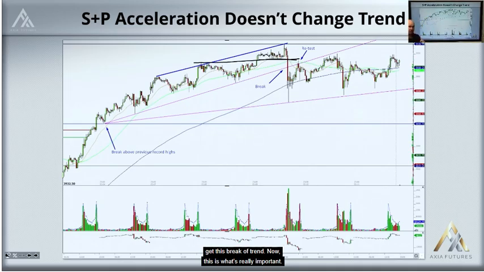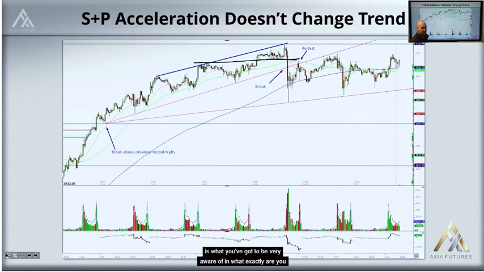Now, this is what's really important. The break of trend doesn't necessarily change the direction of the market. And so when you're playing a trend break like this, and I'm generally inclined more towards trying to trade a trend break because of the liquidation pace that you get, as opposed to trading a trend continuation, because the trend continuation is hard to define where the end of it is. The trend break typically is going to create acceleration.